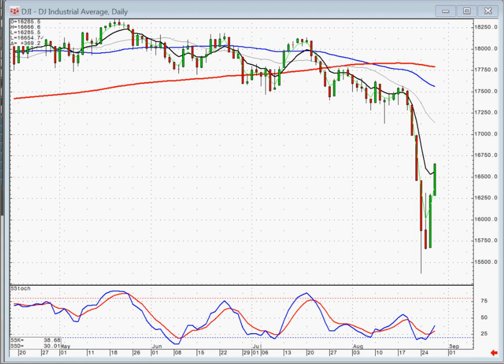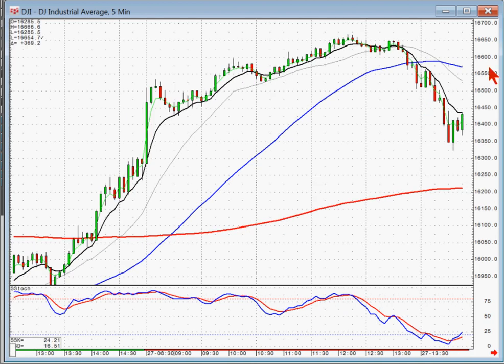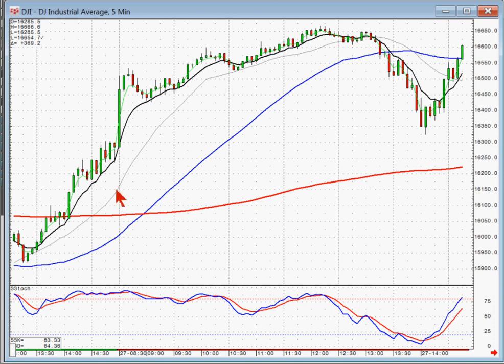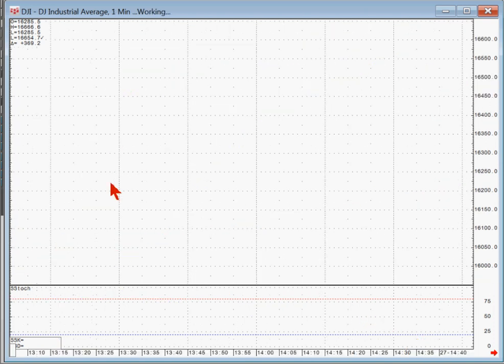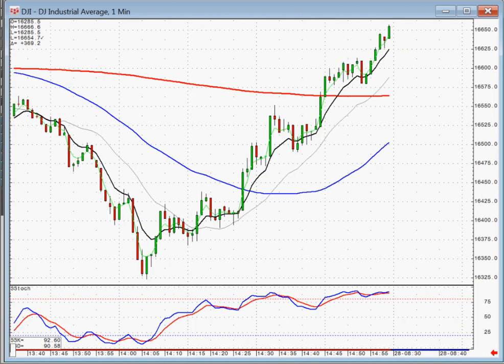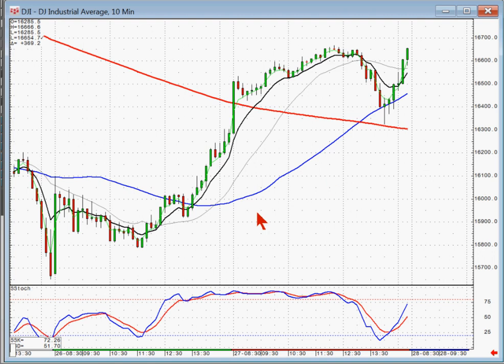Can you use 5-minute charts using these signals, or do your systems work best? Oh, on any chart. This is the Dow daily. This is the Dow on a 5-minute chart, and notice that they look exactly the same. This is the Dow on a 1-minute chart. Same signals, same patterns. This is the Dow on a 10-minute chart. There's your little J-hook scoop pattern going into the close.